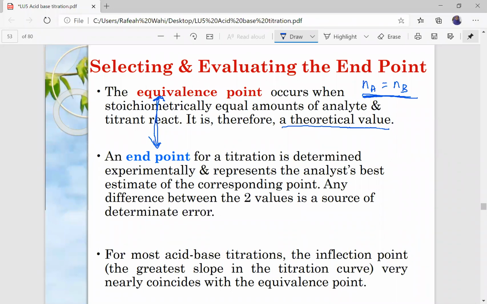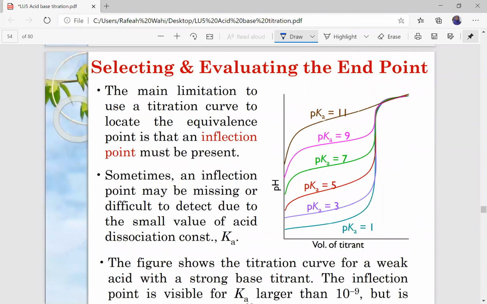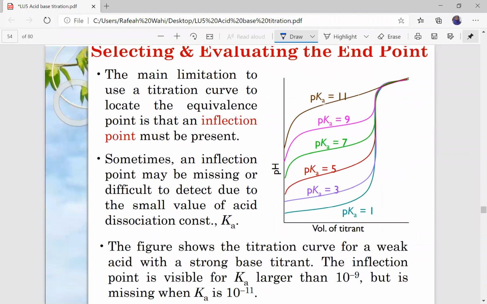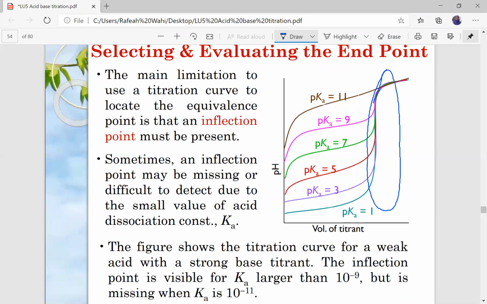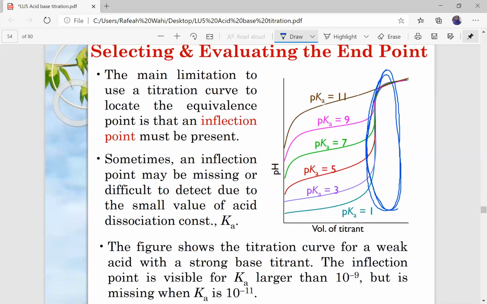For most acid-base titrations, the inflection point, or the greatest slope in the titration curve, very nearly coincides with the equivalence point. So if you look at this figure here, the titration curve figure, you look at the inflection point. What is meant by inflection point is the area here where you have the equivalence point.